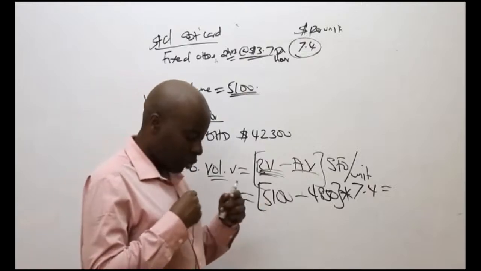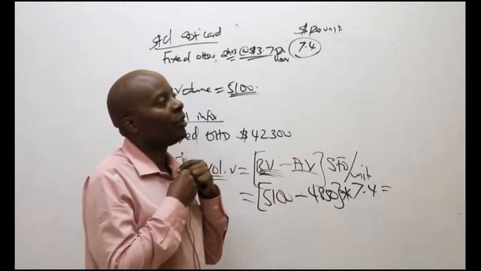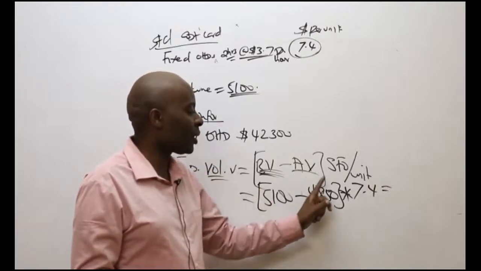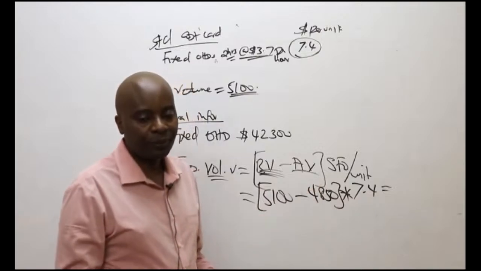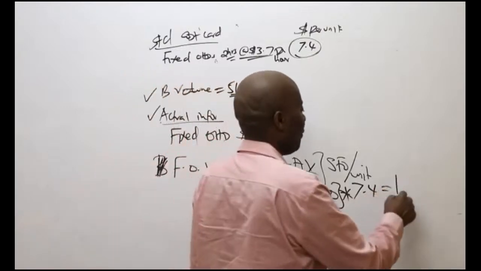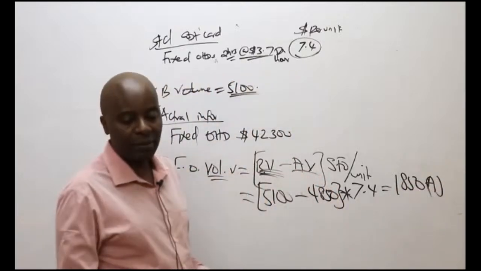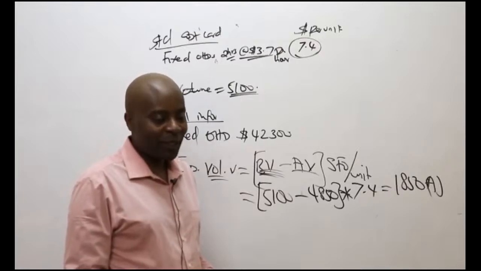Someone help me out. What do we have here? Open brackets, this minus this, close, times 7.4. Please give us a figure. 1850 adverse. Is there somebody who got 1850 adverse among the ones who gave us that answer? The first one to get 1850 adverse.